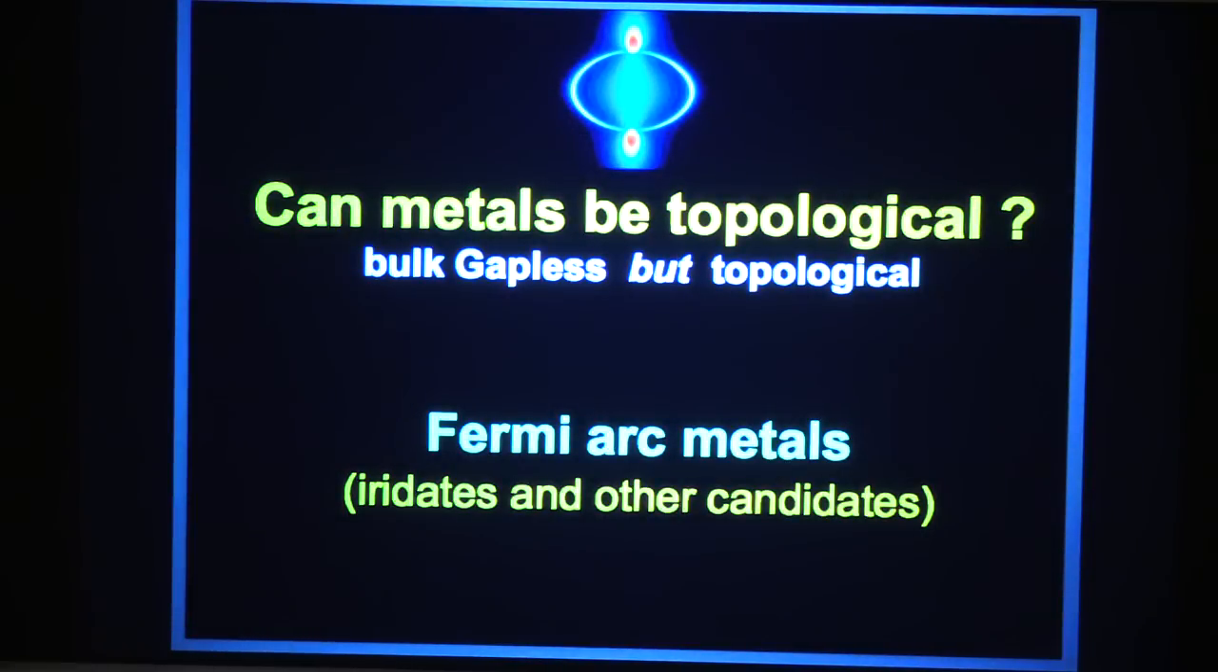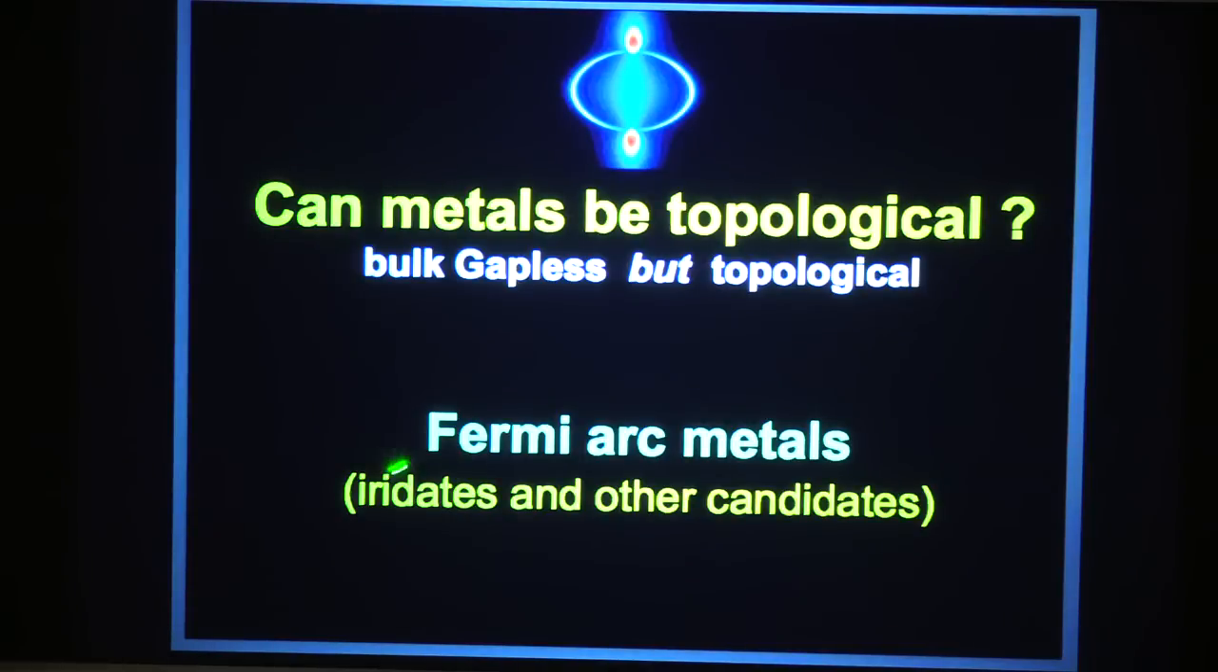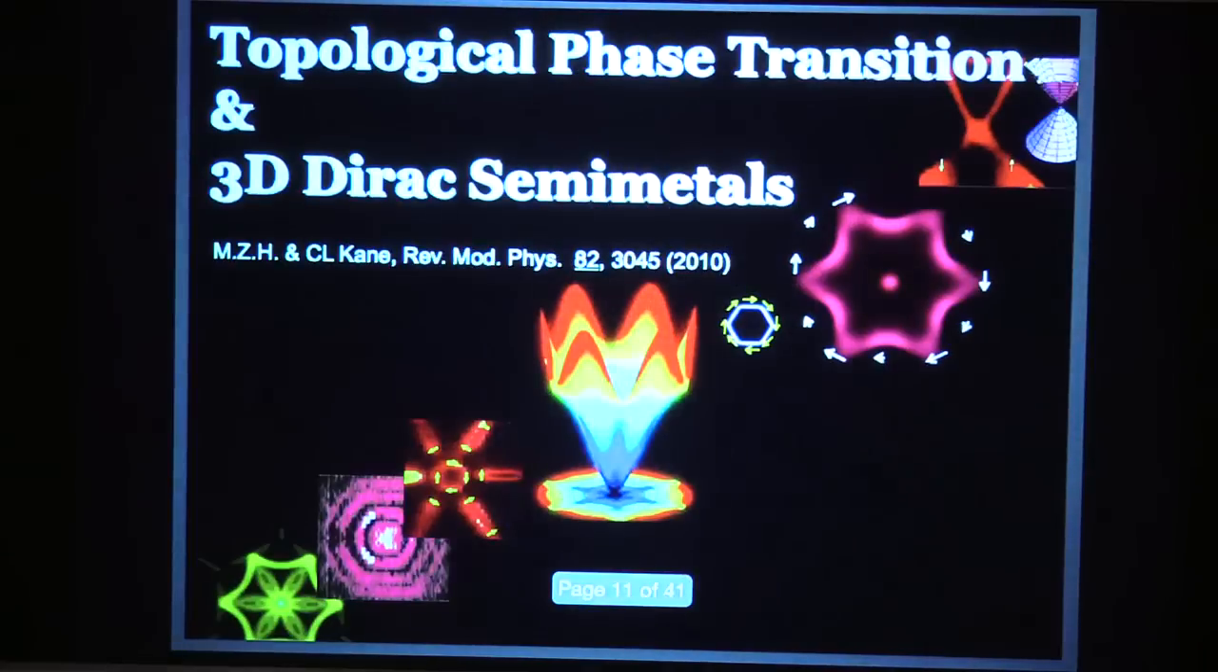Okay, so now finally I'm back to making a connection with some data. As I said, what happens if you close the gap of a topological insulator? This has been considered in the case of iridium oxides and other related compounds, and the idea of a Fermi arc metal came from there. So we'll see how that is experimentally related to the topological insulators I presented earlier. I showed that to go from a band insulator to a topological insulator, you have to go through a topological phase transition.